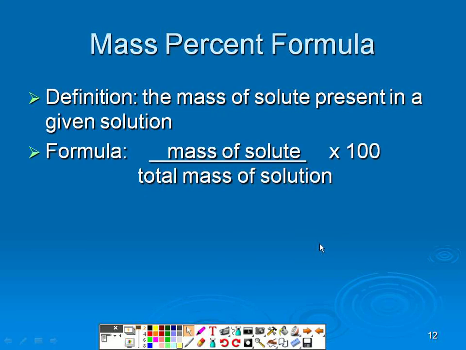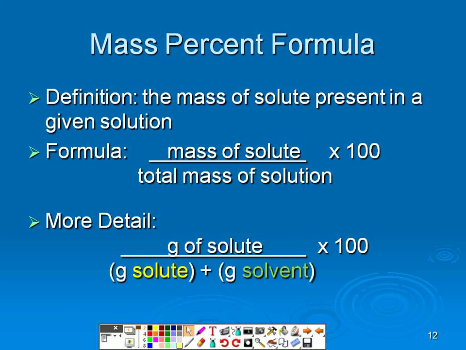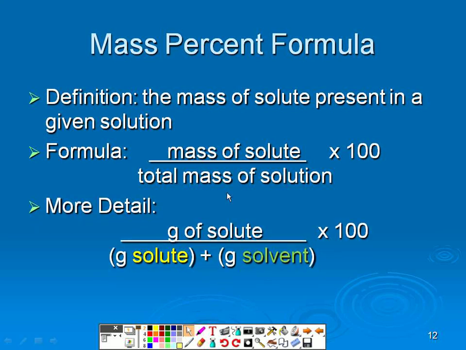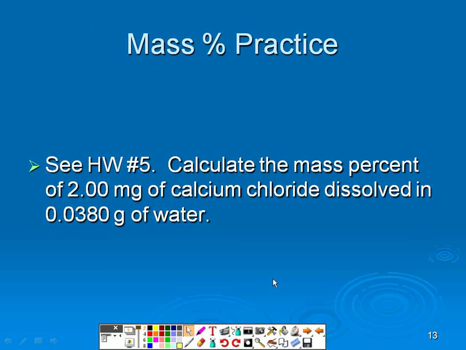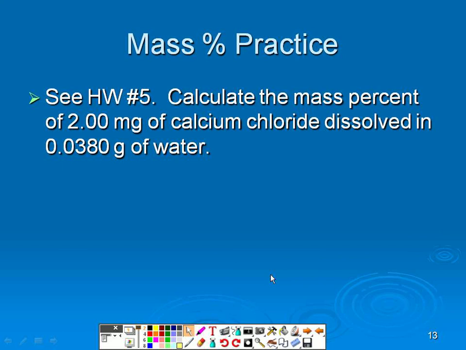Mass percent: the mass of a solute present in a given solution. The formula is mass of solute divided by the total mass of solution, times 100. The complicated part is the bottom. The total mass of solution is really the grams of solute plus the grams of solvent. So this is where I can make a tricky question for you. If I ask you just either the solvent or the solute, you'd have to do some algebra and make sure you follow your algebraic rules.